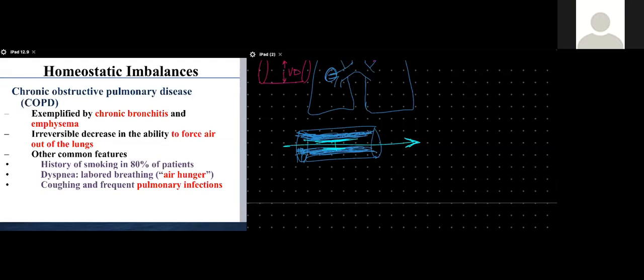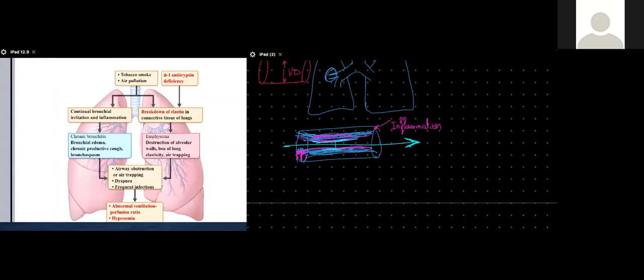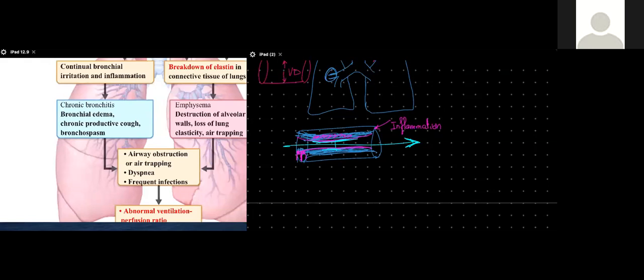So I have a much smaller diameter now of the bronchi. Because of the chronic irritation, I develop chronic inflammation. And as a result of the inflammation, I am narrowing the diameter of the bronchi, of the airways. I am accumulating lots of mucus in here. I'm inhibiting the propulsion of the cilia of the epithelium that allows me to clear the airways. So this would be the chronic bronchitis part. So I have bronchial edema.